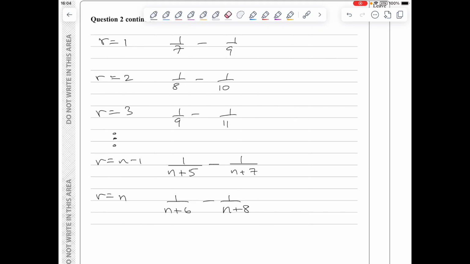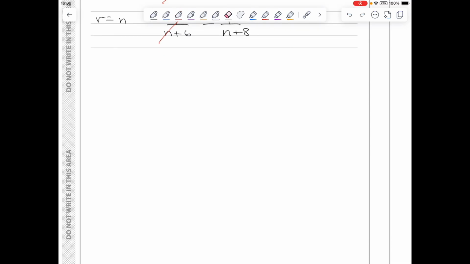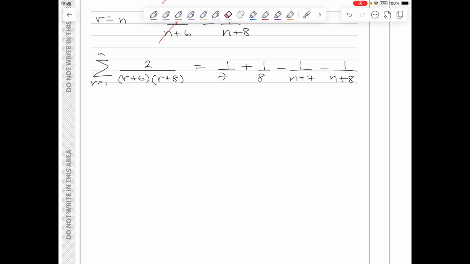Now note that this minus 1 over 9 with the 1 over 9 two rows below will cancel out, and this pattern will continue. So everything in the first column except the first 2 terms will cancel out, and everything in the last column except the last 2 terms will also cancel out. So if I put everything together, I'll get the following: 1 over 7 plus 1 over 8 minus 1 over (n+7) minus 1 over (n+8).